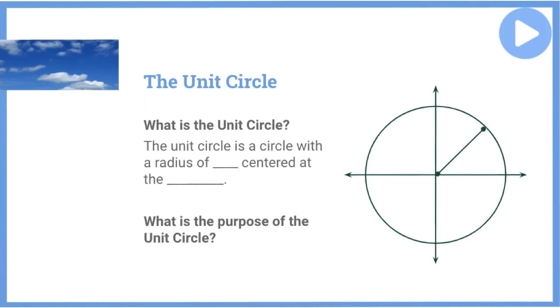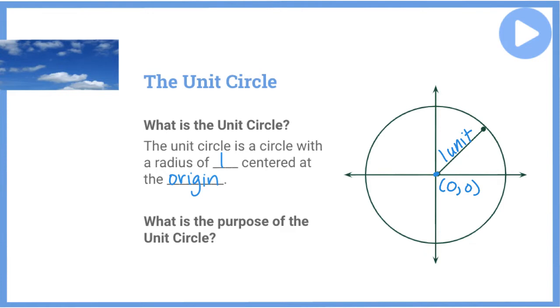The unit circle. What is the unit circle? Well, the unit circle is a circle with a radius of 1 unit centered at the origin. And the origin is 0, 0 on a coordinate plane.